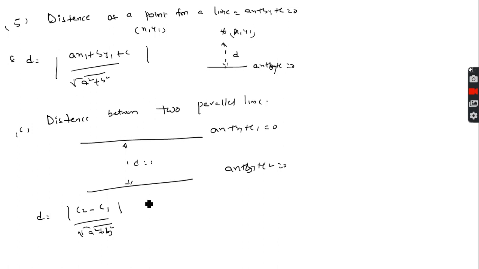So here we find that the distance of a point from a line is (ax1 plus by1 plus c) by root of a square plus b square. For the distance between two parallel lines, parallel means ax plus by is the same, only the difference is a constant. So the formula is (c2 minus c1) by root of a square plus b square.